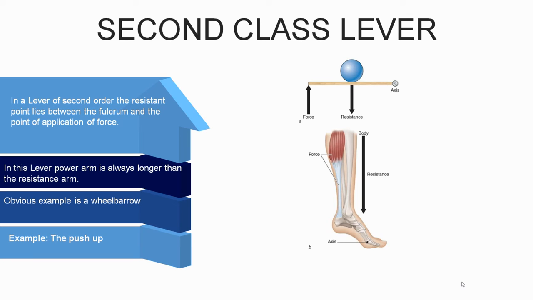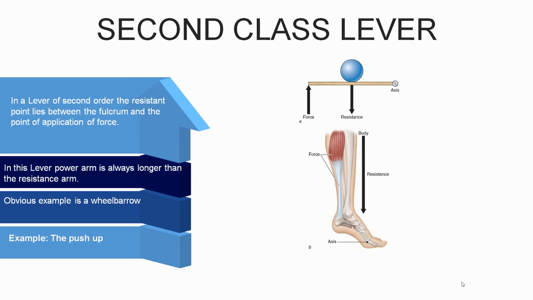In the human body, an example of a second class lever is found in the lower leg when someone stands on tiptoes, as we can see in the figure. The axis is formed by the metatarsophalangeal joint. The resistance is the weight of the body, and the force is applied to the calcaneus bone, that is the heel, by the gastrocnemius and the soleus muscles through the Achilles tendon.